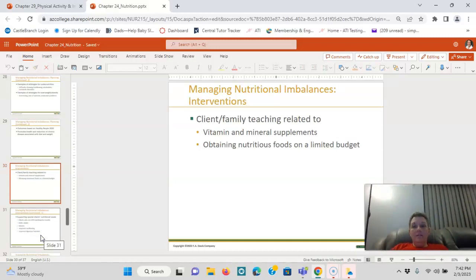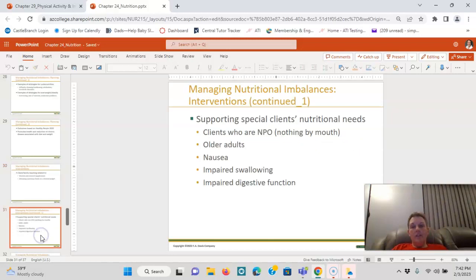Client teaching. Client teaching will surround vitamin, mineral supplements, nutritious food on a limited budget. What do we tell them? We tell them the most expensive food is probably along the outside aisles. That's also the healthiest. So how do I get nutritious foods on a limited budget? Potentially food stamps, food pantries. Sometimes you have to be very careful because food pantries typically have like peanut butter and stuff. Yes, they're high protein, but they can also be high in calories as well.